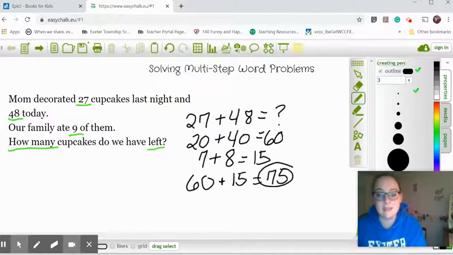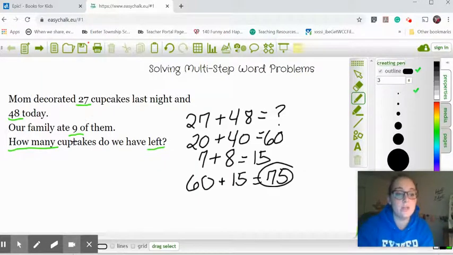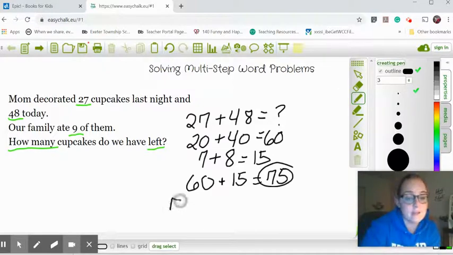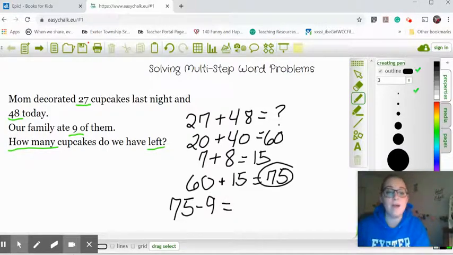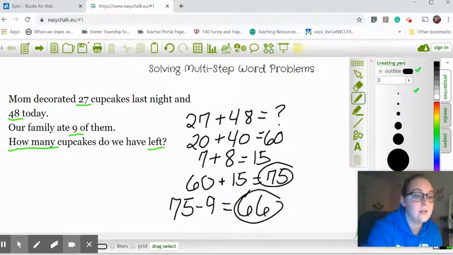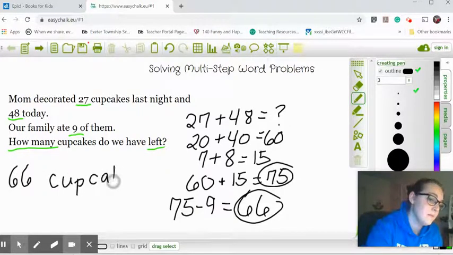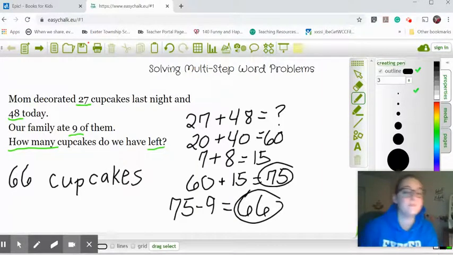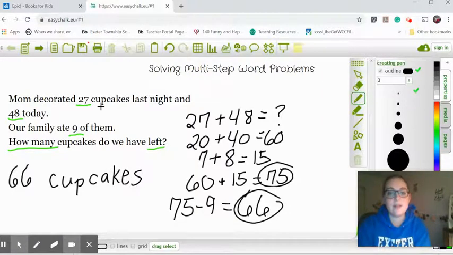Am I done? The answer is no, I'm not done. I still have a third number here that is underlined that I need to think about. And we know it's how many cupcakes do we have left. So we know that I'm going to be subtracting. Then I need to do 75 minus 9. Now I know that 75 minus 10 would be 65. Add one more, which would be 66. And that is my total answer. So my answer would be 66 cupcakes. So that's the first problem.